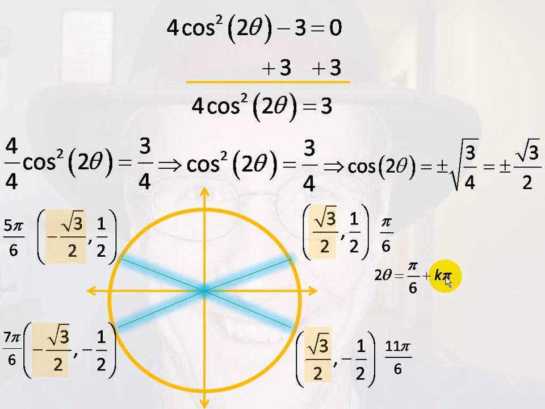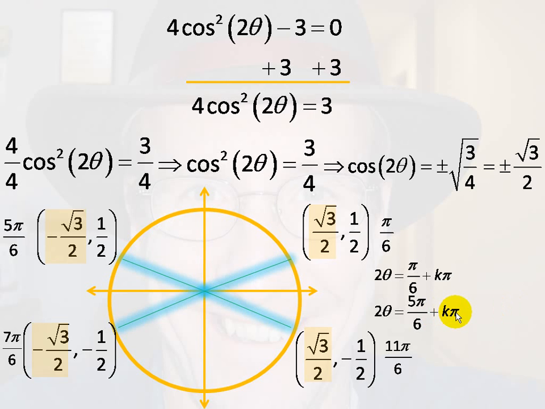Now, let's do the same thing for this 5 pi over 6 and 11 pi over 6. So I'm saying that 2 theta equals 5 pi over 6 plus 2k pi, or 2 theta equals 11 pi over 6 plus 2k pi. And I combine those in a similar fashion as before. And now I have that 2 theta equals 5 pi over 6 plus k pi.